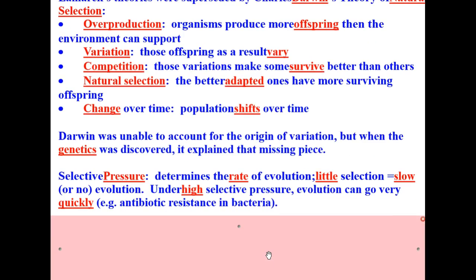Selective pressure. Selective pressure determines the rate of evolution. If you have little selective pressure, you get slow or no evolution. If you have high selective pressure, evolution can go very quickly. And a great example of high selective pressure is antibiotic resistance in bacteria. How they can become resistant to antibiotics quickly and change to resist those antibiotics.